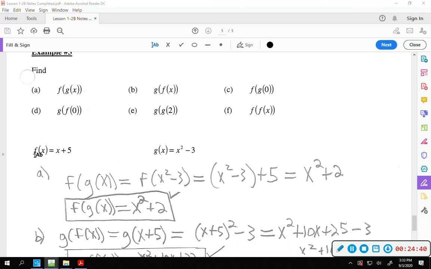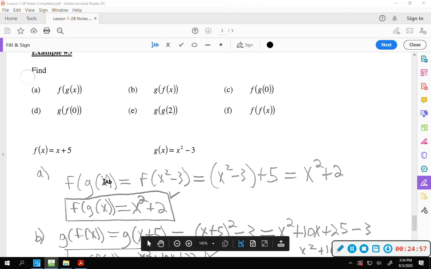Don't think of this as f of x. Think of this as f input equals input plus 5. Don't think of this as g of x. Think of this as g input equals input squared minus 3.